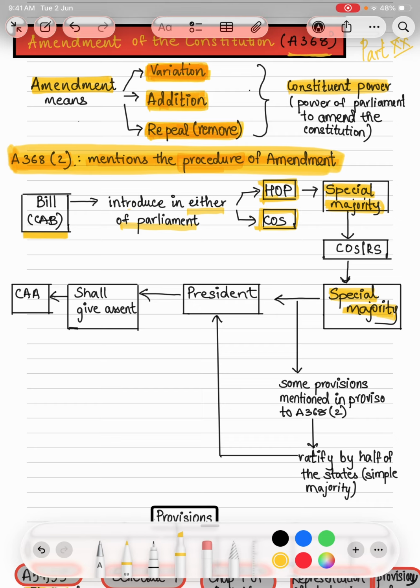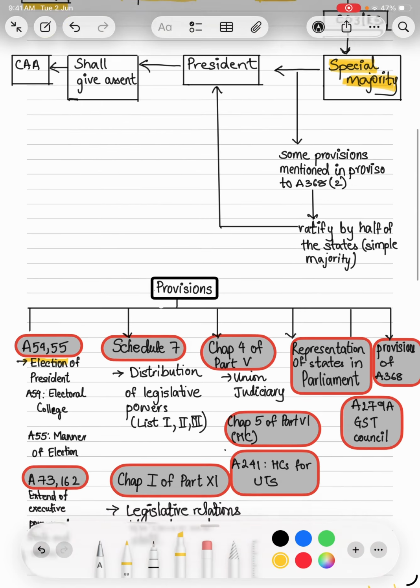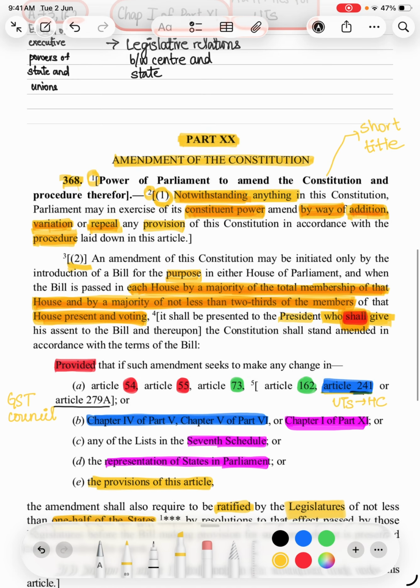Special majority is basically, we can see here what it is, like a majority of the total membership. What do I mean by total membership of that house? Lok Sabha has a certain number of members and Rajya Sabha has a certain number. Lok Sabha has some 542 members and Rajya Sabha has some 243 members.